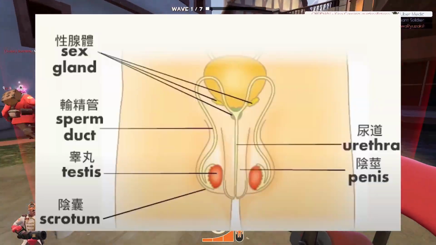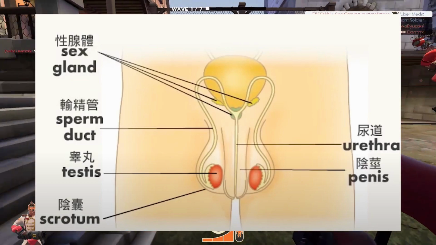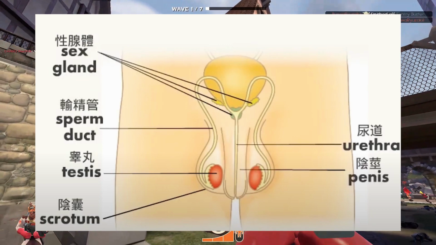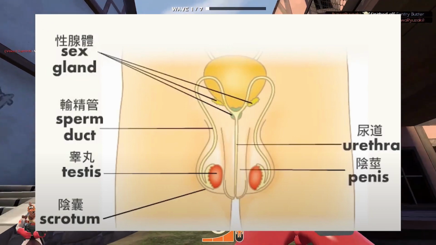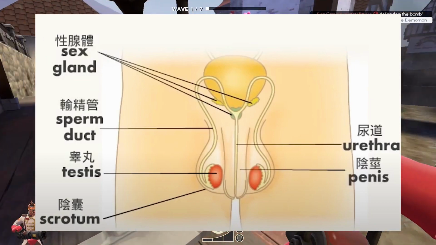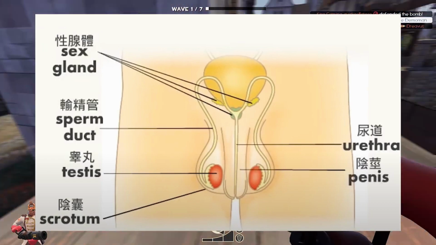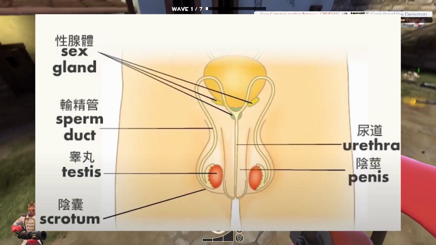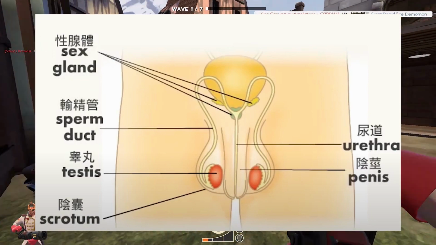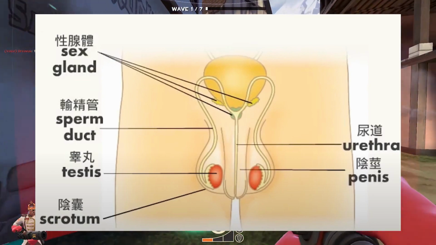Here is the male reproductive system, containing the sex gland, sperm duct, testes, urethra, and the penis. So first, the sperms are produced in the testis, singular testes, which are enclosed in the scrotum. The sperm ducts connect the testis to the urethra.